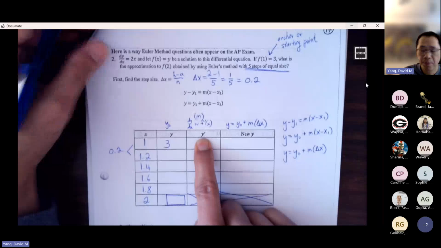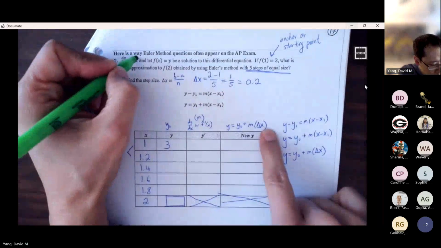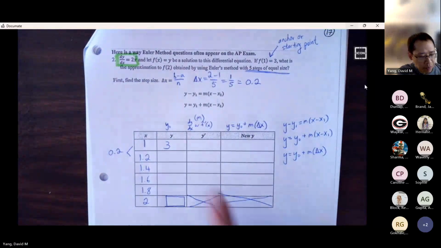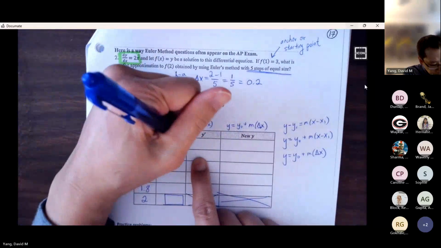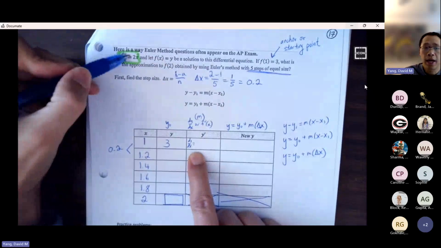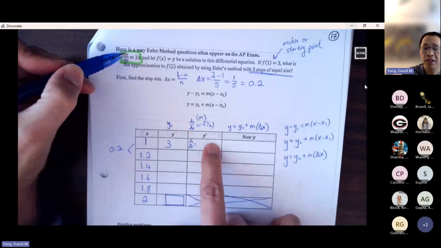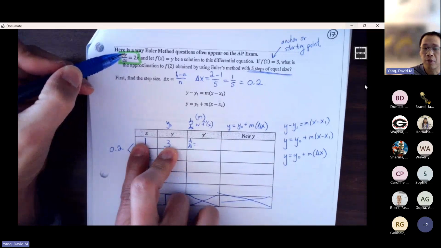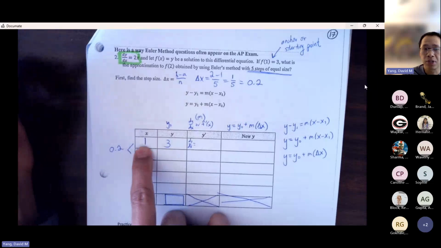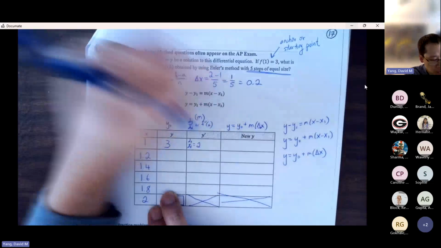Okay, so one piece at a time here. To find y prime, our tool that's given to us is this dy/dx equals 2x. So x, we can pull that. If it needs both an x and y, then we're just going to pull it from the row that we're on. Our derivative here only needs an x, so we're just needing that 1 there. So 2 times 1 equals 2. That's our slope.